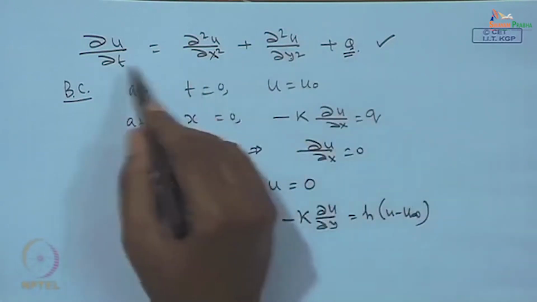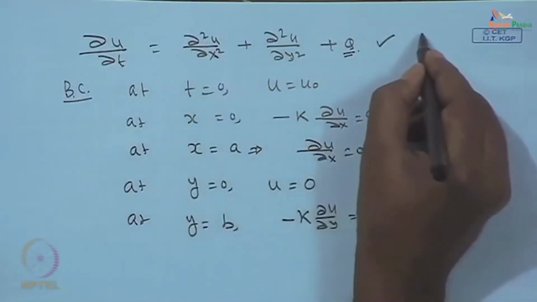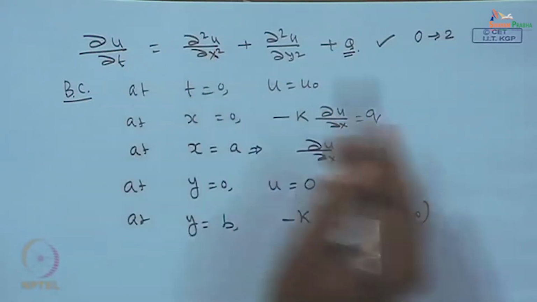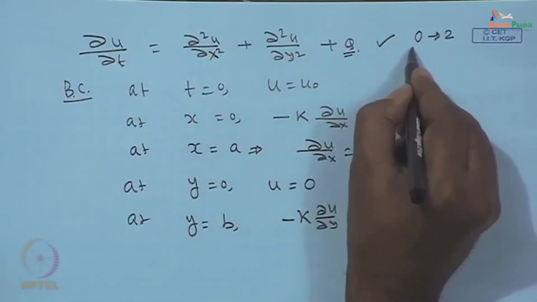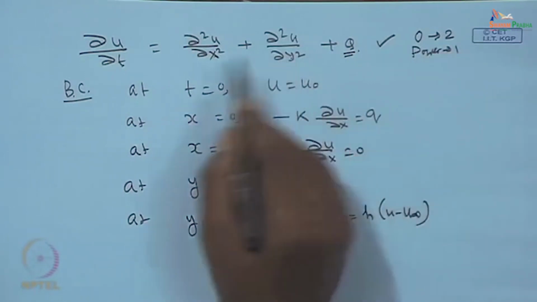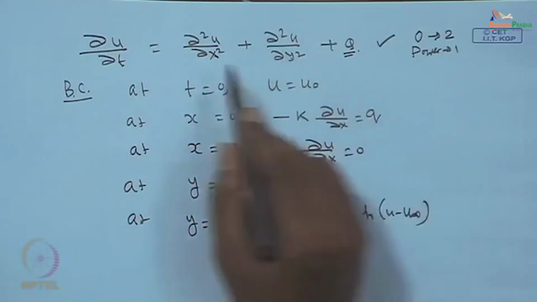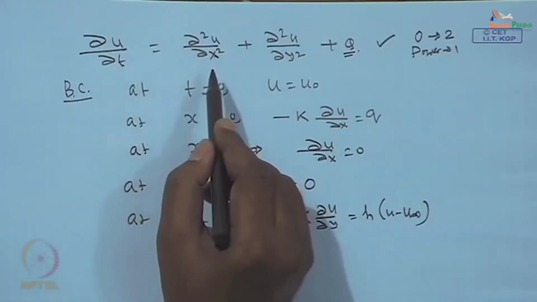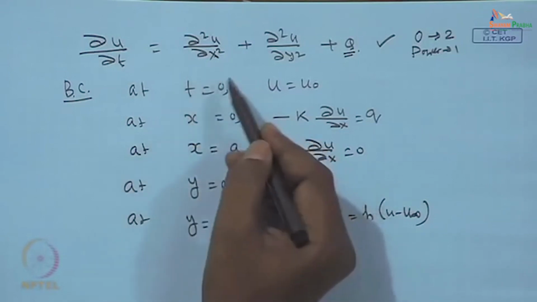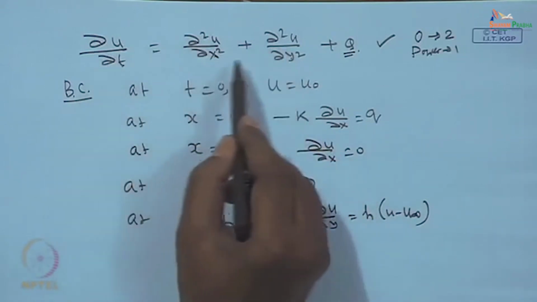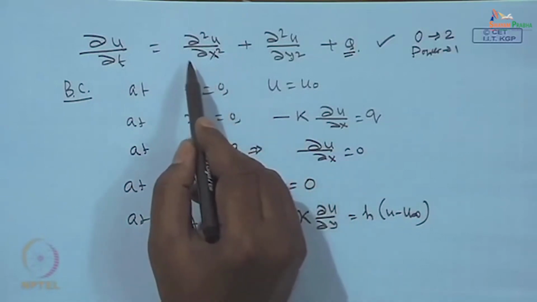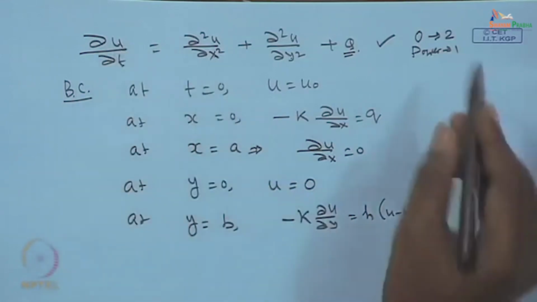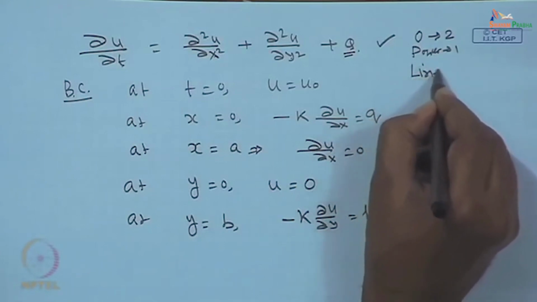So, this equation has order 2 because the highest derivative is of order 2. This equation has power 1, so all the terms have power 1. This equation is a linear equation because there is no term with power not equal to 1, and there is no term which is a product of the dependent variable and its derivative. So, this is a linear partial differential equation.